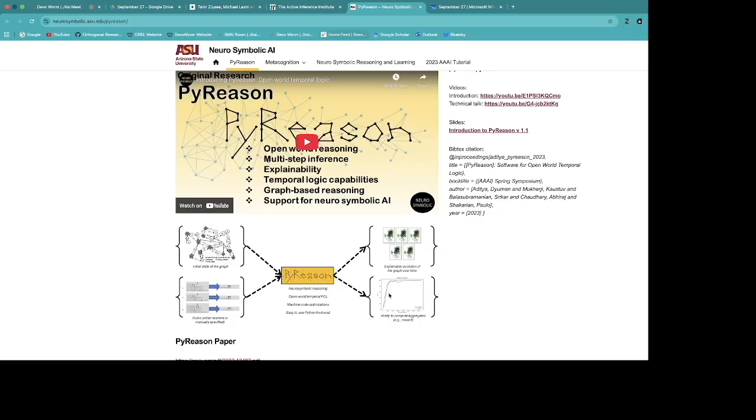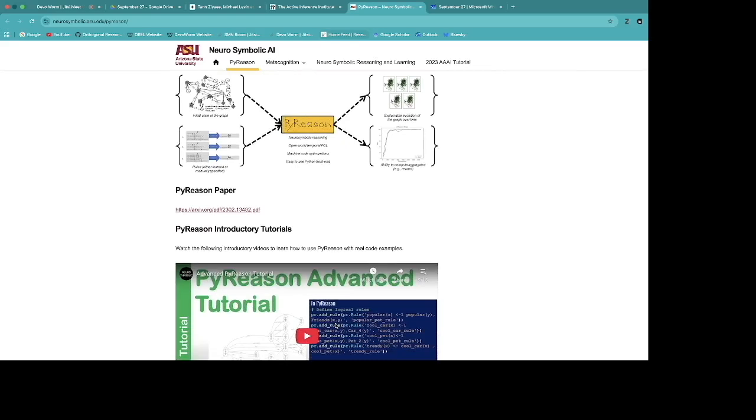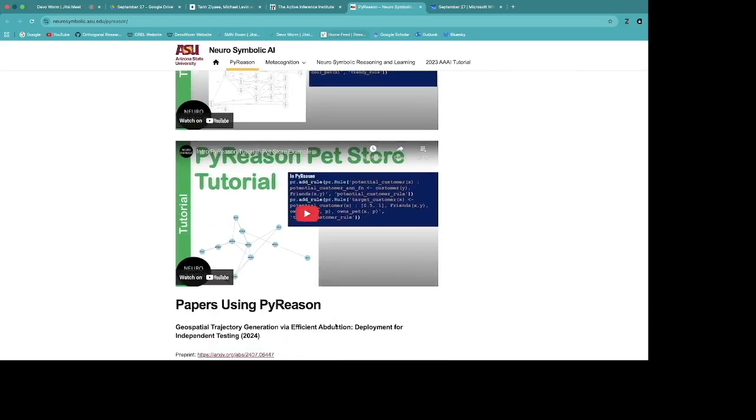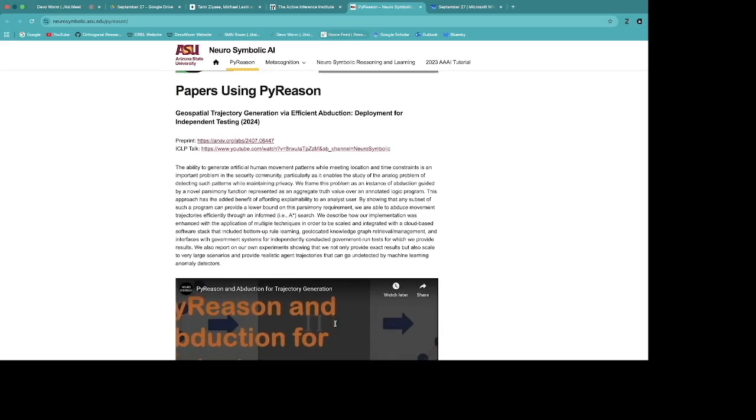And then you can compute things like rewards or other aggregates, which is nice because you have this neurosymbolic tool that's also auditable. And so this all looks like a very interesting package. And they have some papers using PyReason. So this is out of the Neurosymbolic AI lab at Arizona State. They've used this in a number of papers.